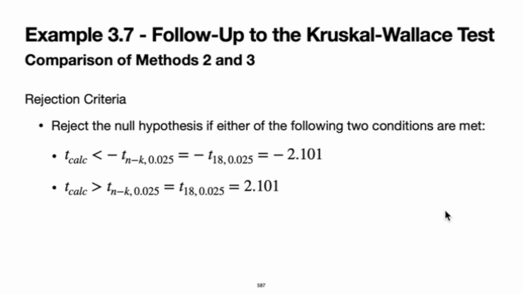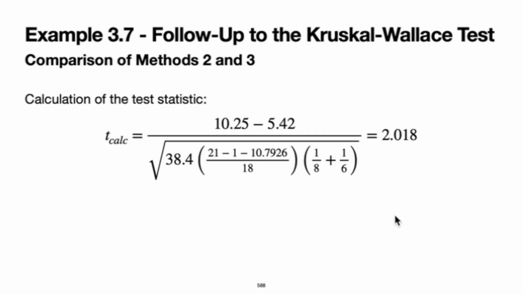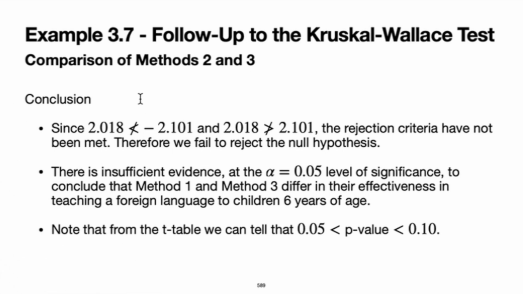Okay, so then we have the same rejection criteria, right? So nothing changes there. And we plug in t-bar 2 and t-bar 3 into the numerator, and then the corresponding sample size is down below, and we get a test statistic of 2.018. So since the test statistic 2.018 is not less than negative 2.101 and 2.018 is not greater than the upper critical point, the rejection criteria have not been met, and so therefore we fail to reject the null hypothesis.